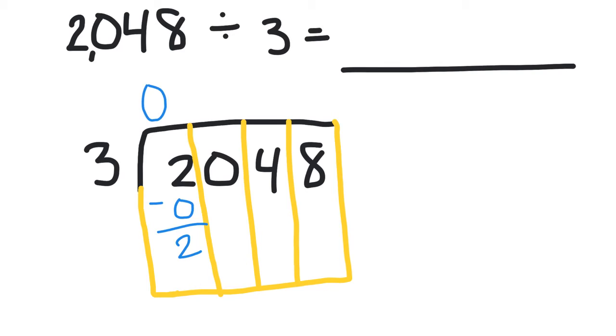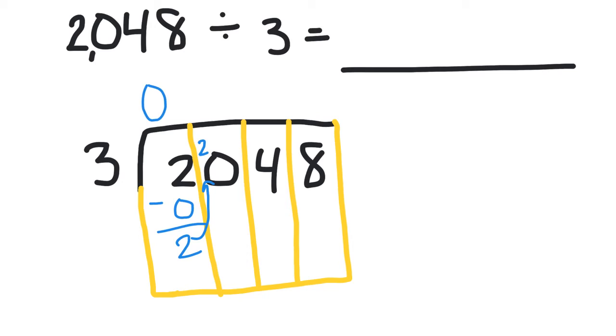Then we're going to take the 2 and bring it up to our next column, and put it ahead of our next number. So now instead of having a 0 in the second column, we have a 2. So now we need to ask ourselves, how many times does 3 fit into 20? 3 into 20. So I can count by 3s. I know that 9 3s is 18.